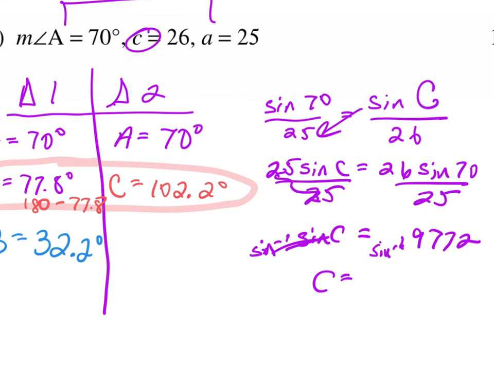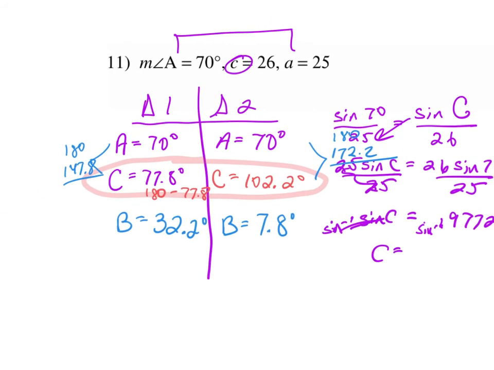So angle B is 32.2 degrees. In the second triangle here, I take these two measurements, so 70 plus 102.2. I get 172.2. Can I take 180 minus that? Yes. So 180 minus 172.2, and I get 7.8. So in the second triangle, B is 7.8 degrees.